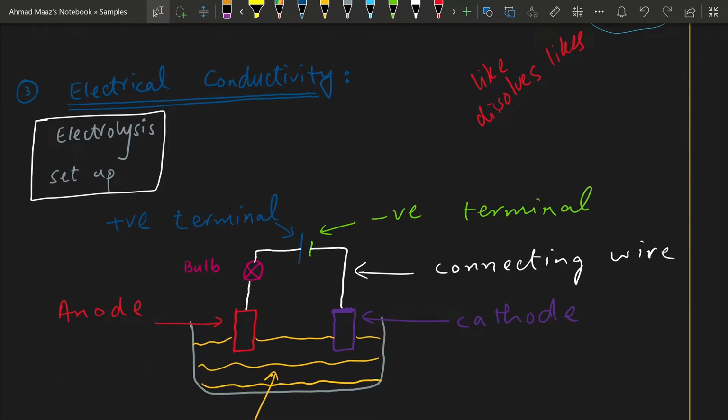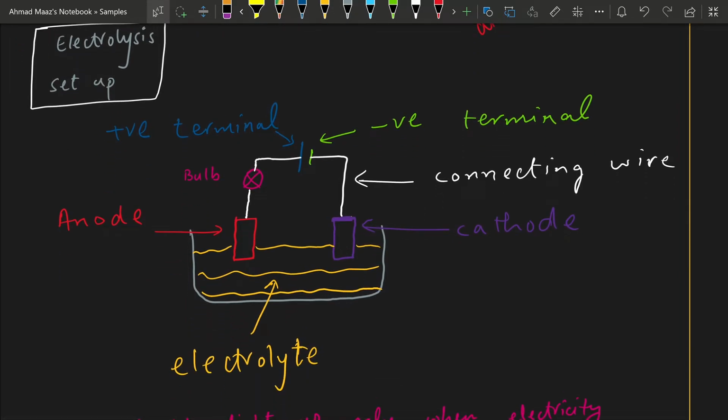All right. Now let's talk about electrical conductivity. Electrolysis: lysis is used for breaking down, and electro means using electricity. So electrolysis is the breaking down of some compound using electricity.